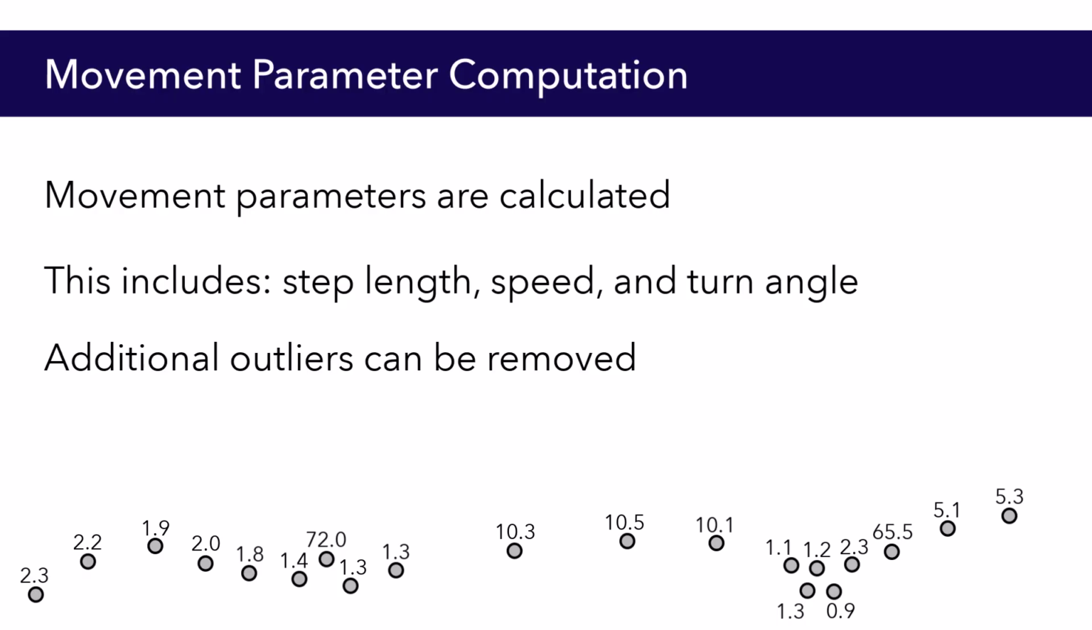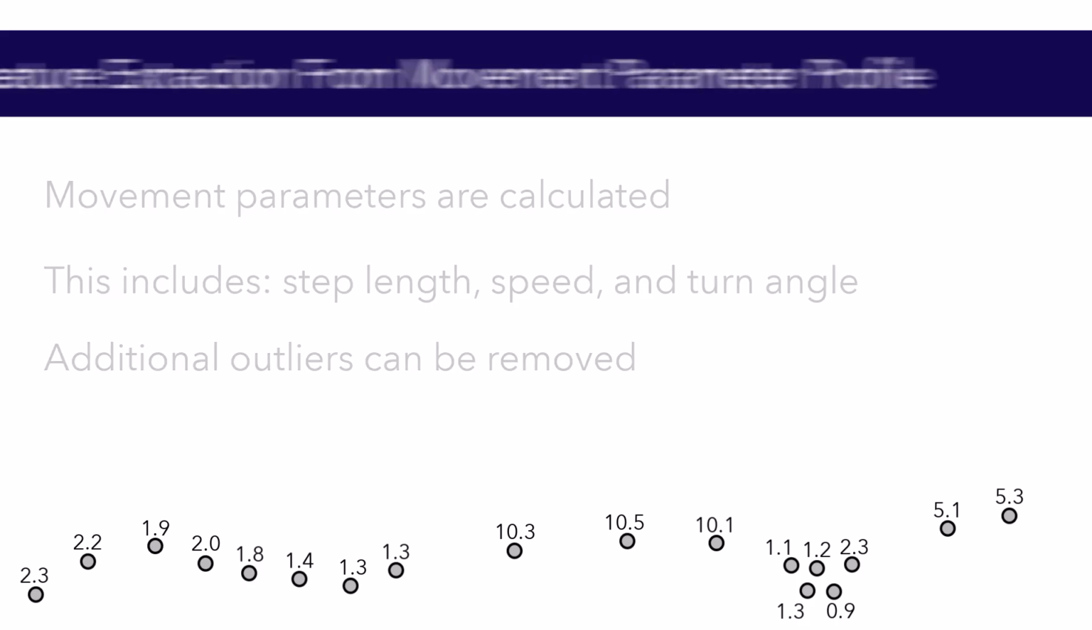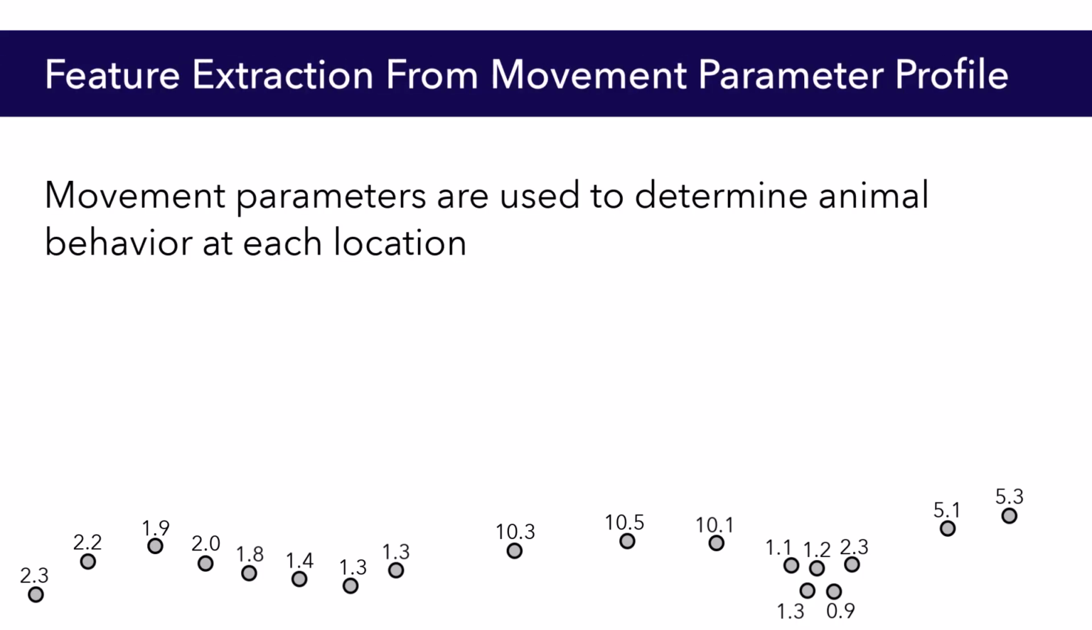By evaluating the distributions of the computed movement parameters, we can further identify potential outliers and remove them from the dataset. For example, we can remove GPS points with unusually high speeds that are not reasonable for the animal that we are studying. Next, we can use these movement parameters to characterize animal movement at each timestamp. Using them, we identify relevant features for each behavior.